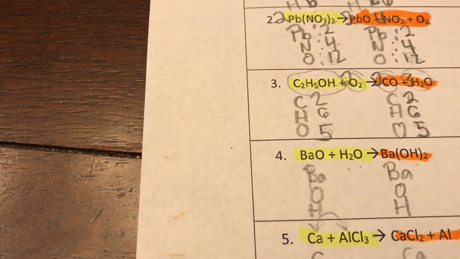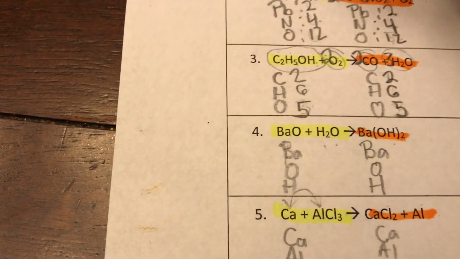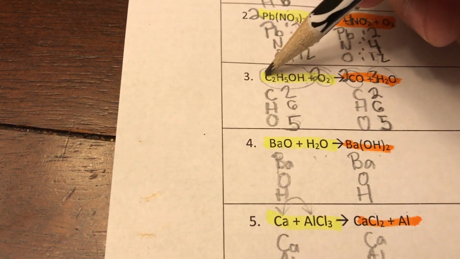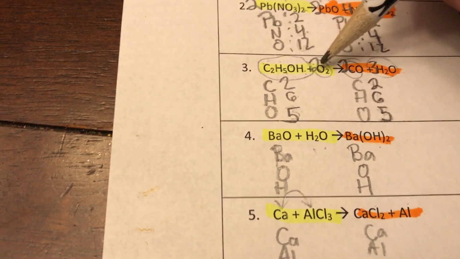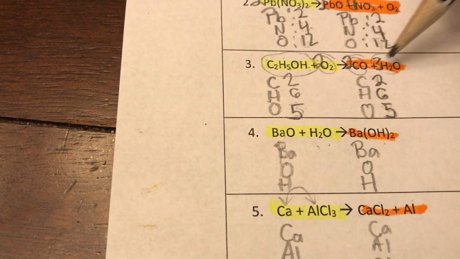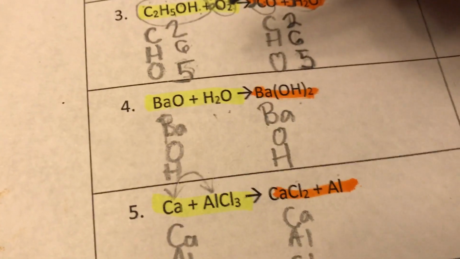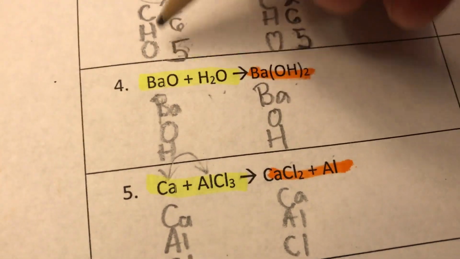So now I've got 1 plus 4 gets me 5 oxygen. And then I've got a balanced equation, right? I've got C2H5OH plus 2O2 goes to 2 carbon monoxide plus 3 waters. Okay. For the next one, we should actually take a look at it.